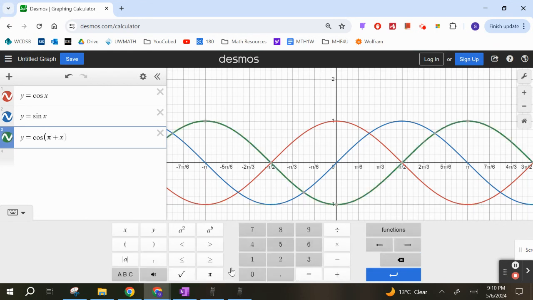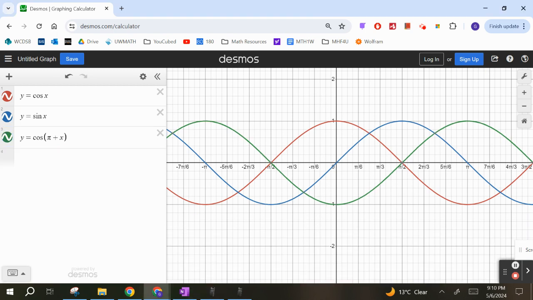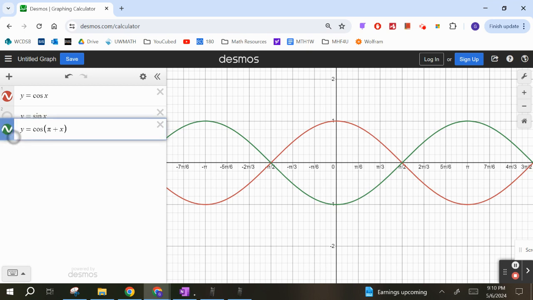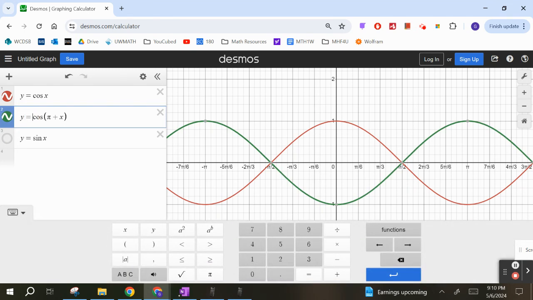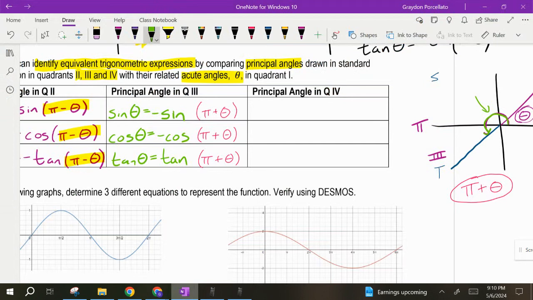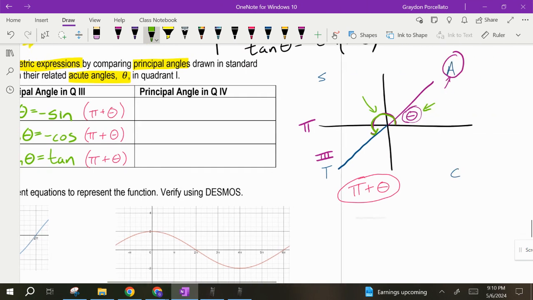So notice that cos of x is not the same as cos of pi plus x, but that's not actually what we wrote. We wrote negative. Notice how they're now the same? Which is what we wrote there. Cos theta is equal to negative cos of pi plus theta. So those are equivalent. Now you could try that with all of those.